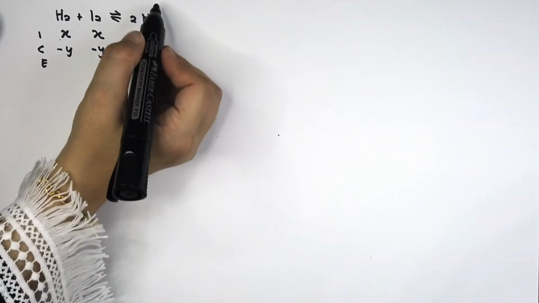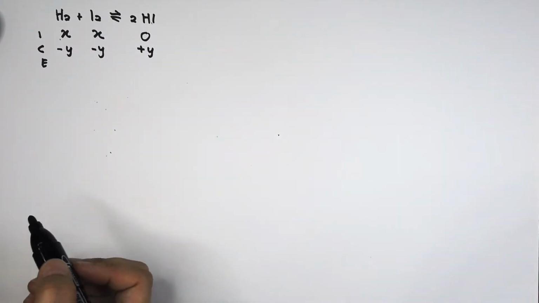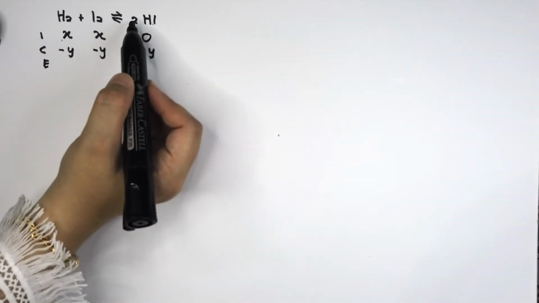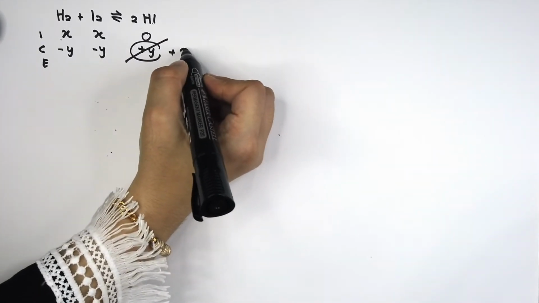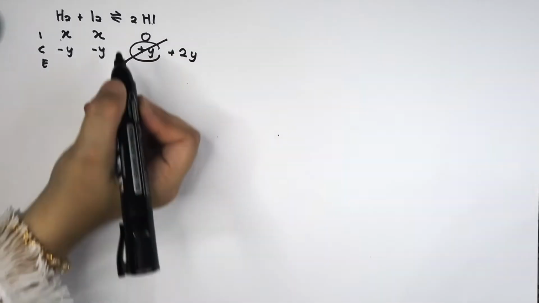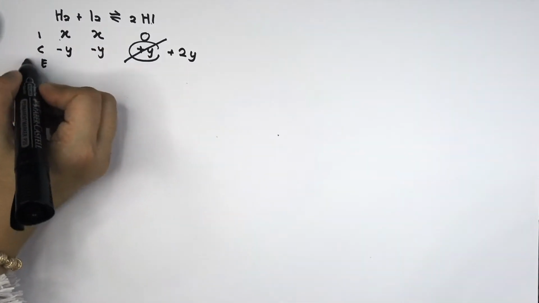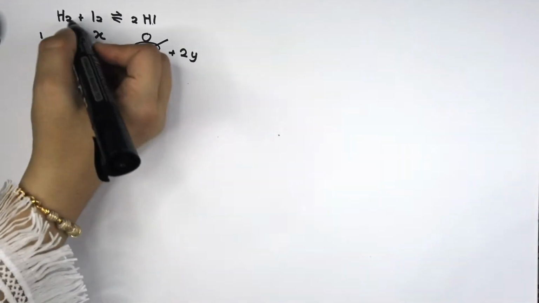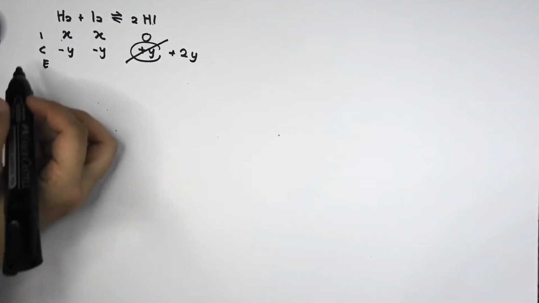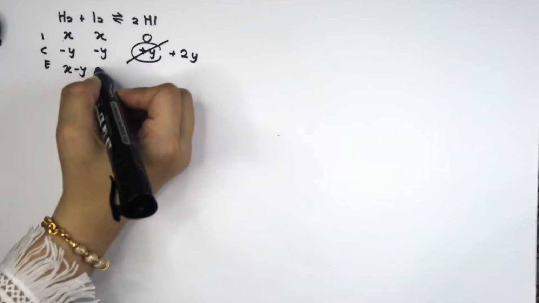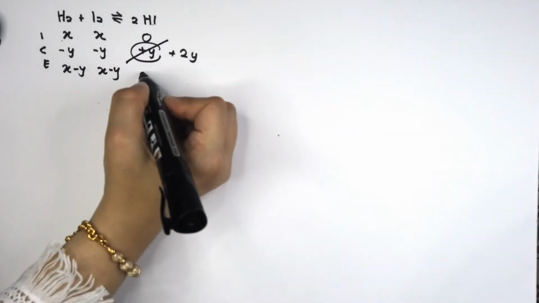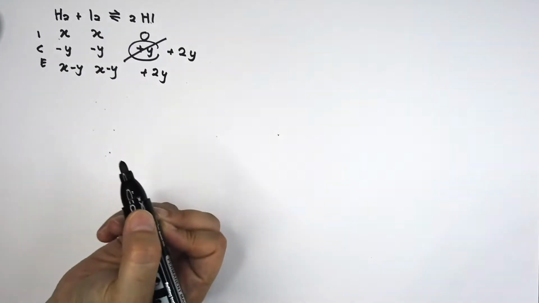When you look again at the equation given to you, you have 2HI. So instead of Y, you need to write positive 2Y, because you have 2 over here. At equilibrium, you need to do the summation of the initial and the change. So X minus Y, and also positive 2Y.